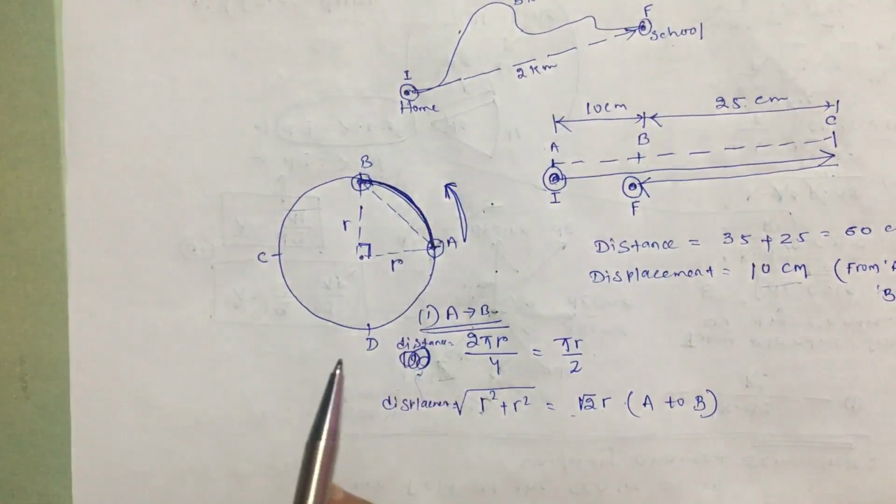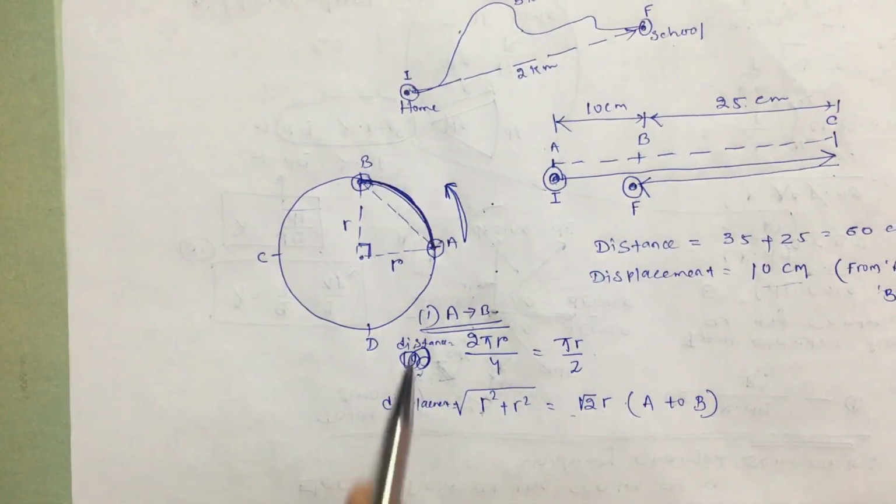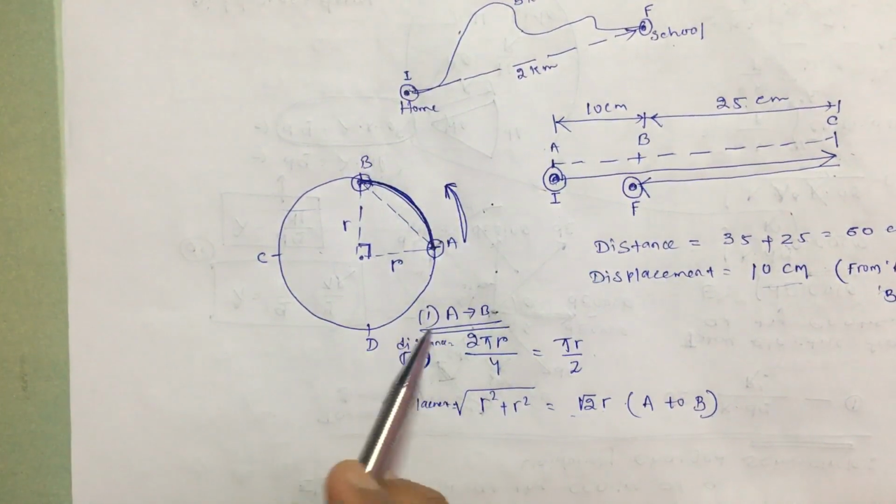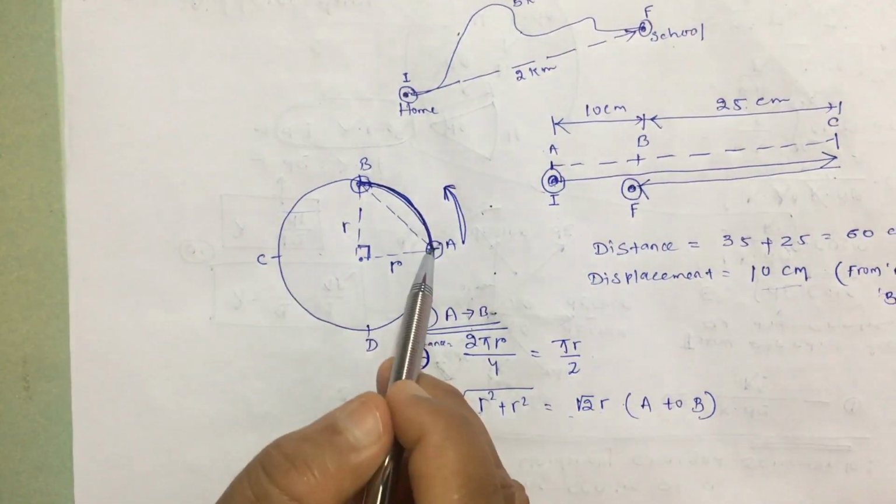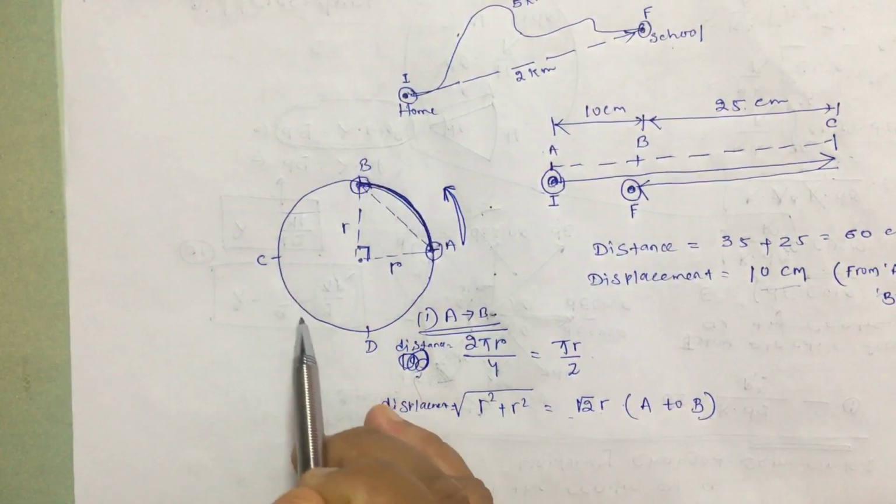There are 4 points there. You can do that. I will give the question to you. You can practice that for each, for example, what is the displacement when it travels from A to C.